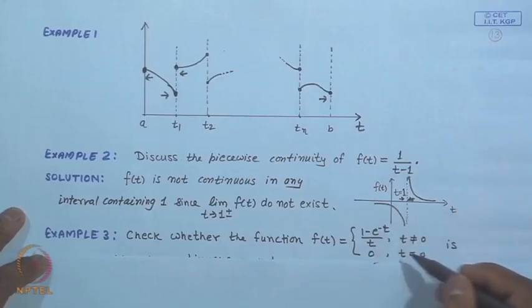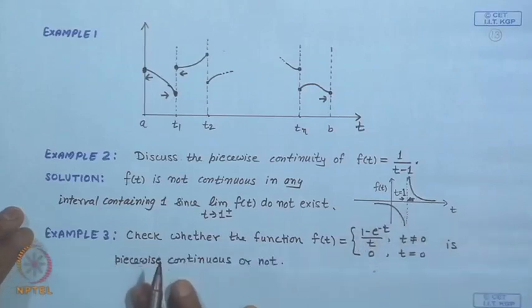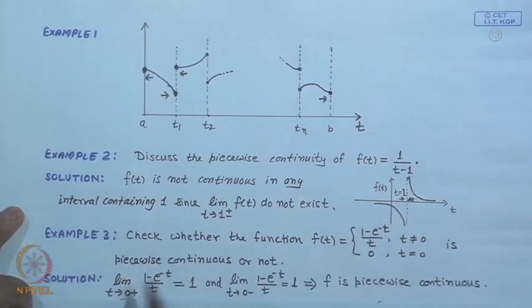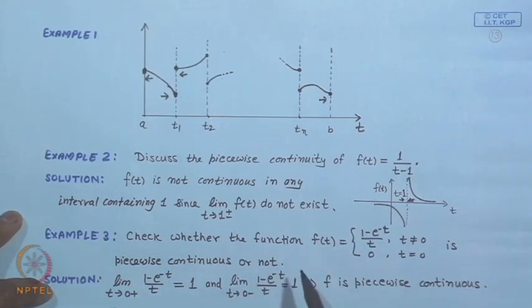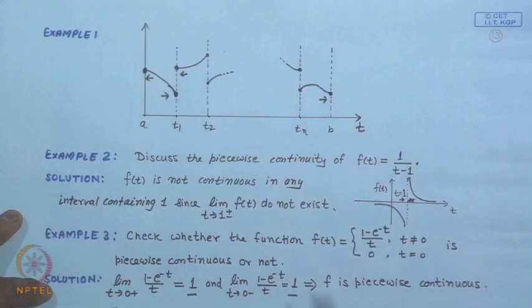At t equal to 0, if we take the left limit or the right limit, for the right limit of (1 minus e to the minus t) over t, we get a 0 by 0 form, so we can apply L'Hopital's rule. The differentiation of the numerator gives us e to the power minus t, so we get e to the power minus t over 1, and as t approaches 0, we get 1. Also when t approaches 0 from the left side, both limits are 1. So the function is piecewise continuous in this case.